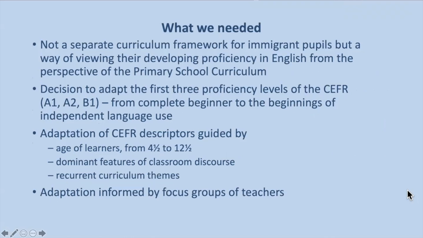Now, what we needed was not a separate curriculum framework or indeed syllabus for immigrant pupils, but a way of viewing their developing proficiency in English from the perspective of the primary school curriculum. We decided to adapt the first 3 proficiency levels of the CEFR, A1, A2, and B1, because they describe a trajectory of proficiency development from complete beginner to the beginnings of independent language use.